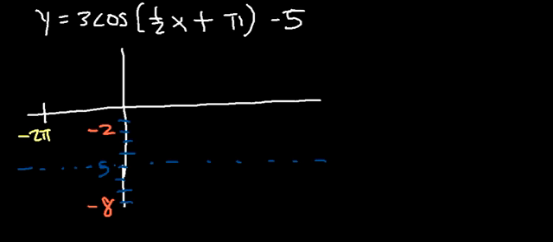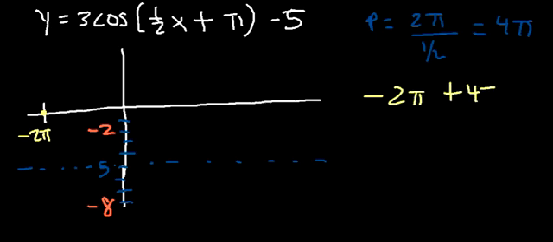So now that we have the phase shift, this is where the graph is going to start. Let's calculate the period. The period is 2 pi over b, or just 2 pi divided by 1/2. And we're going to get 4 pi. Now what you should do is add your starting point, your phase shift, to your period. -2 pi plus 4 pi is equal to 2 pi. So that's where it's going to stop. So over here. So that's going to be just one cycle, and we can continue it if we choose to.